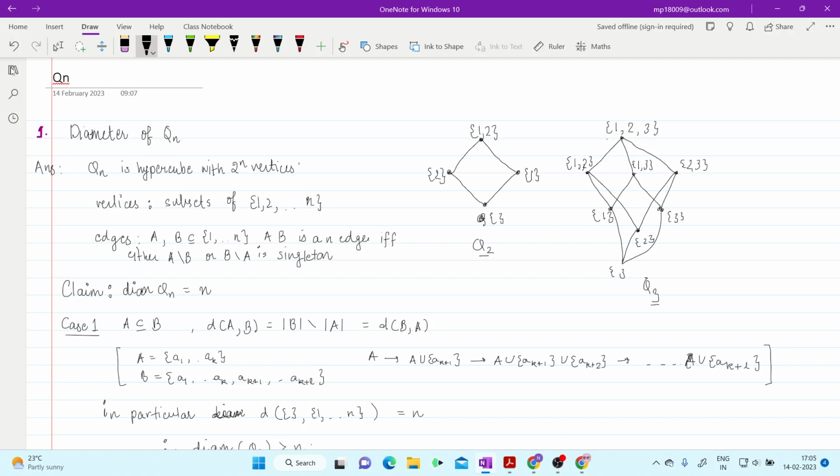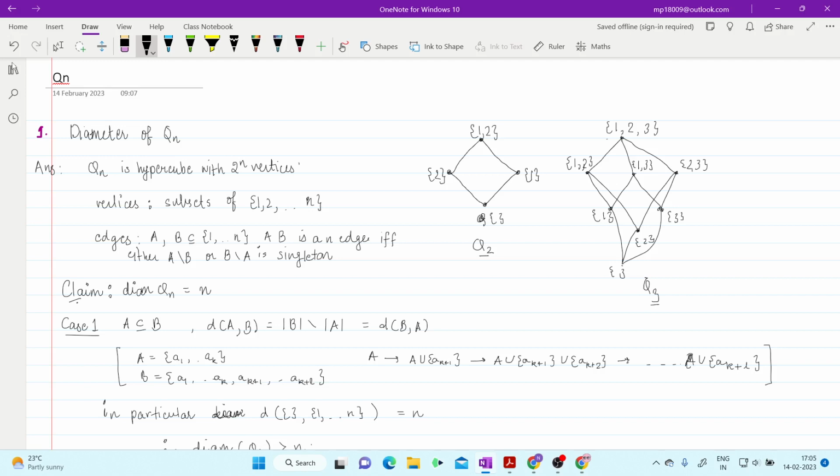In Q3, first of all we'll list down all the vertices. Vertices will be the subsets of the first three natural numbers, and then two subsets will be joined by an edge if the difference between those two subsets is 1. Now the question is to find the diameter of Qn for general n. My claim is that the diameter of Qn will be n.